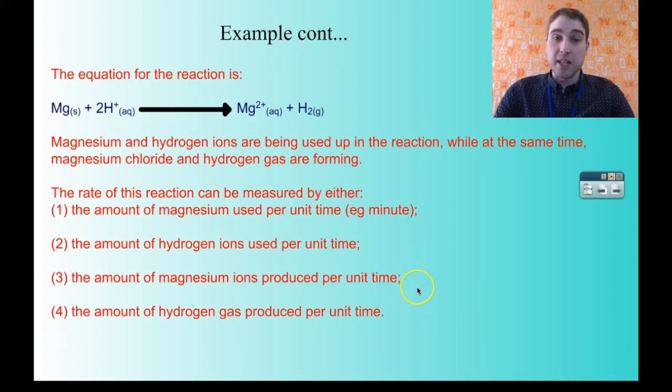The amount of magnesium ions being produced, again, that's a little bit difficult. Or we could measure the amount of hydrogen gas that's being produced. We could measure the volume of hydrogen gas, or we could measure the change in mass of the magnesium and acid mix, because as the hydrogen gas is produced, the hydrogen gas leaves. So we get a loss of mass over time. So there are many ways that we could measure the reaction rate of this reaction.